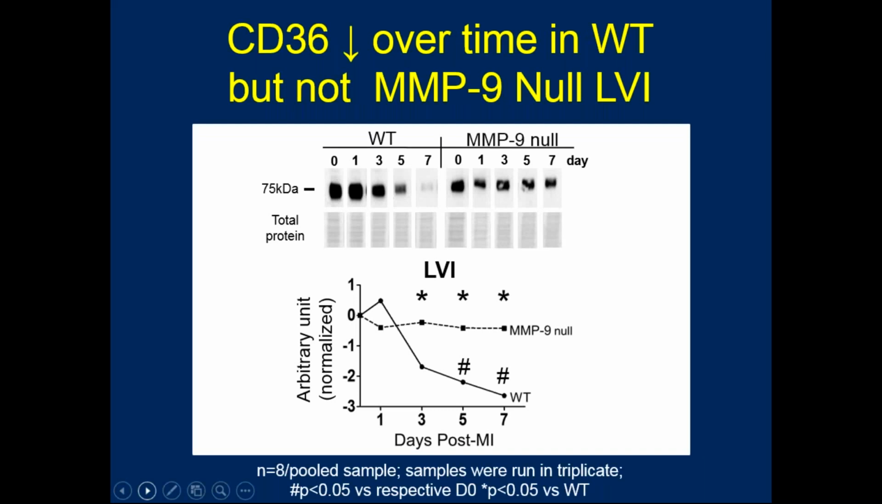When we look at CD36, we found that over time in our wild type animals, there is a significant decrease in CD36 post-MI, whereas in the MMP9 null animals, these levels stay pretty comparable to what we saw at day 0. This is more of what we would observe if CD36 were an MMP9 substrate.